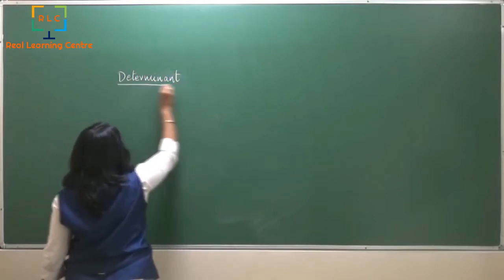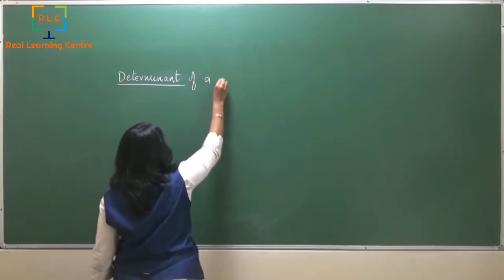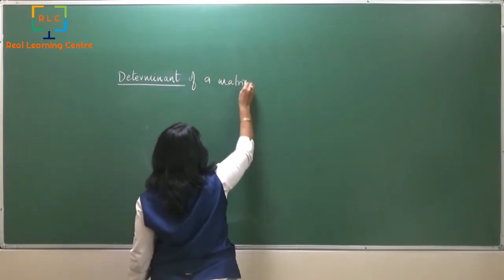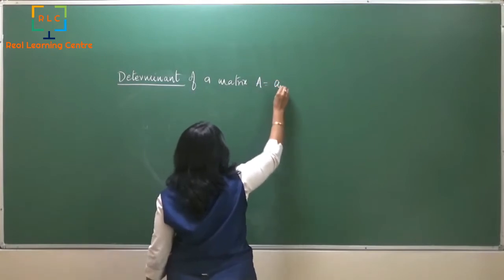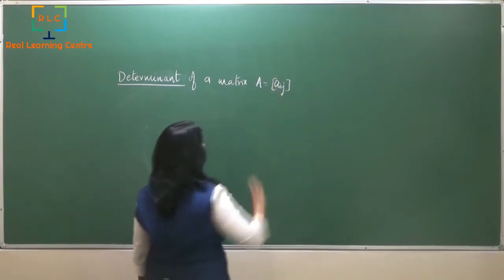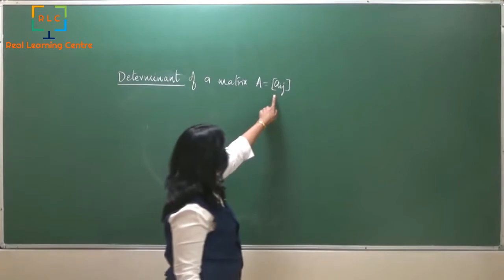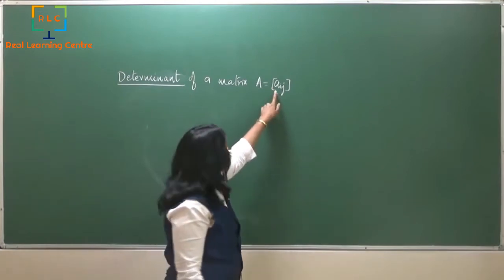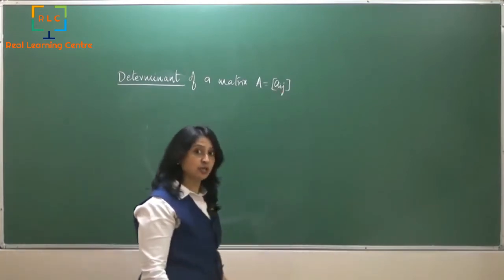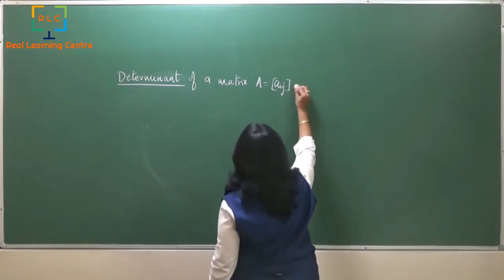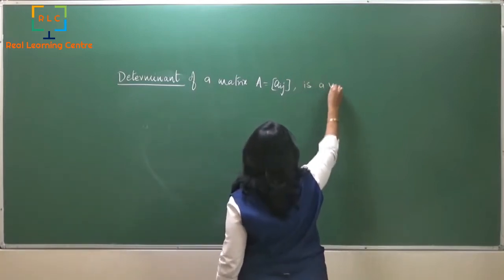Determinant of a matrix. A is equal to Aij. A matrix is always denoted like this, what you had learnt in the previous class, Aij, in the previous chapter itself.